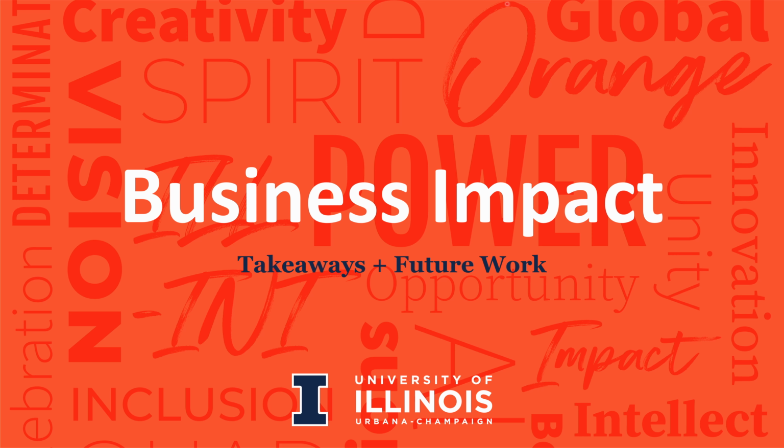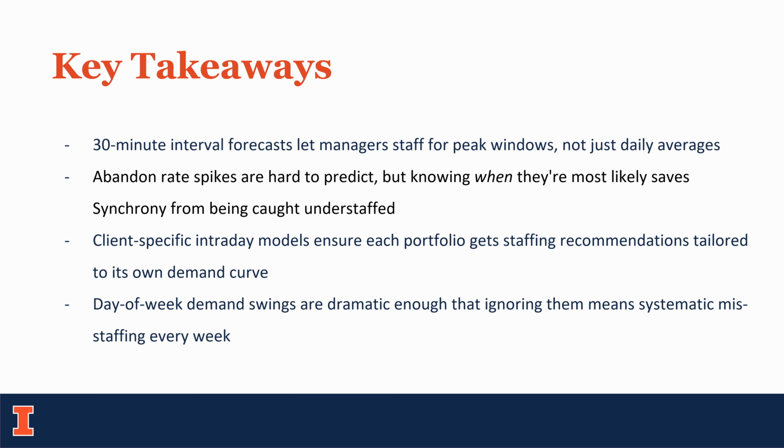So what does this actually mean for the business? The real value comes from the 30-minute granularity. Staffing to daily averages means you miss the times that actually matter. And even with a rule-based approach, we still capture when high abandon risk occurs. And separating models by portfolio matters because each client has a different intraday pattern.